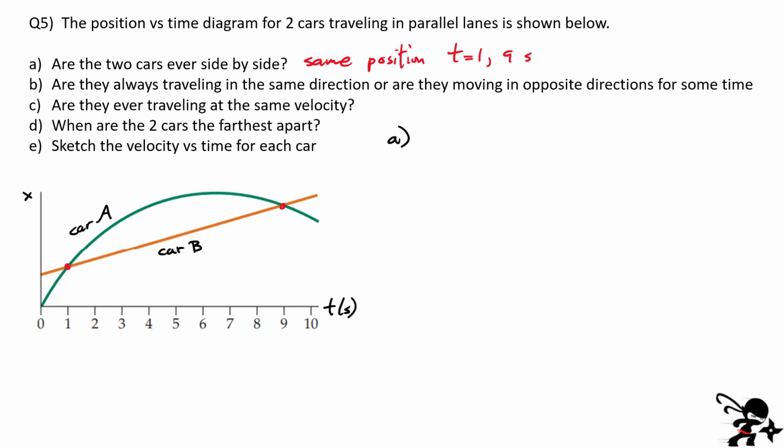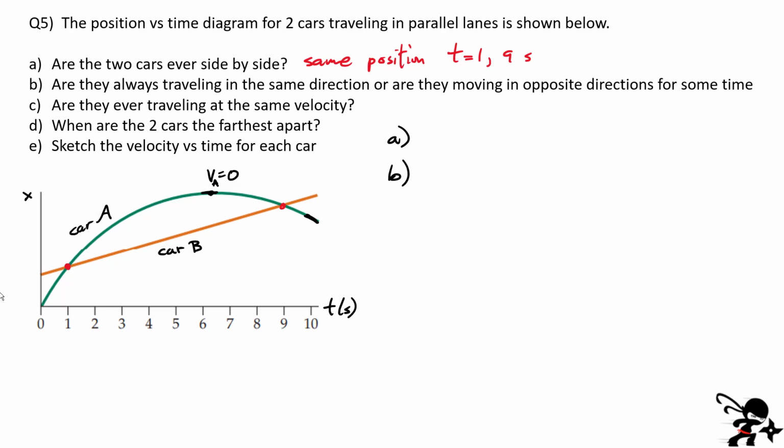Question B says, are they traveling in the same direction or moving in opposite direction for part of the time? Well, let's have a look. Car B always has a positive velocity, right? The slope is always positive everywhere in its motion. Look at car A. Car A has a positive slope over here. However, look, the slope is getting smaller, and right at about here at 6 seconds, the slope here is 0, which means that the velocity of A has to be 0 over here at the top. And then what happens? The slope gets negative, right?